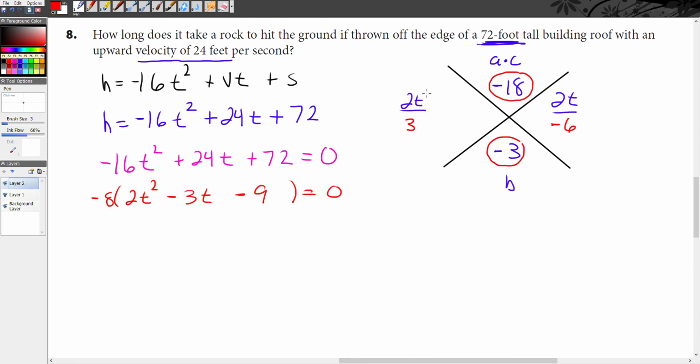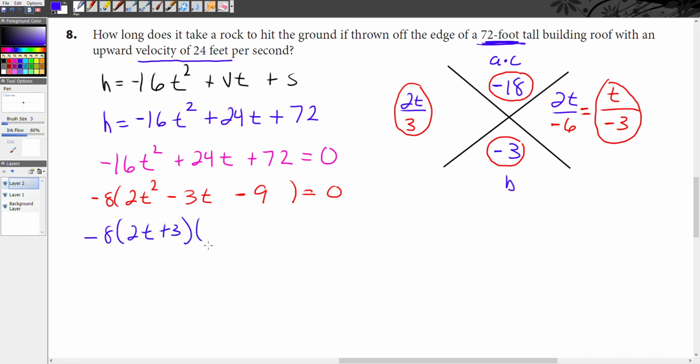Now over here, 2t over 3. This is already in simplest form. And over here, 2t over negative 6. I could divide both of these by 2, giving me t over negative 3. And these are my two binomials. So now this looks like this: negative 8 times 2t plus 3 times t minus 3 equals 0.